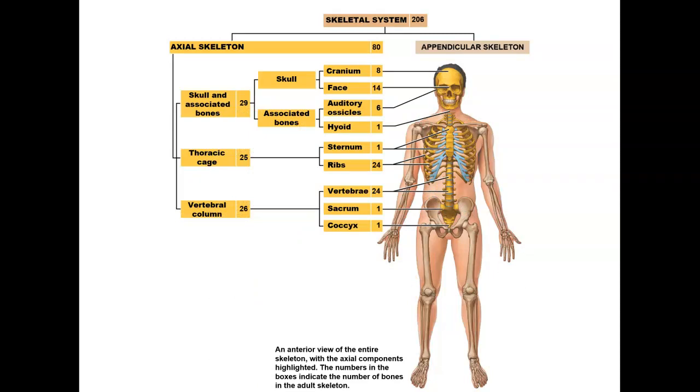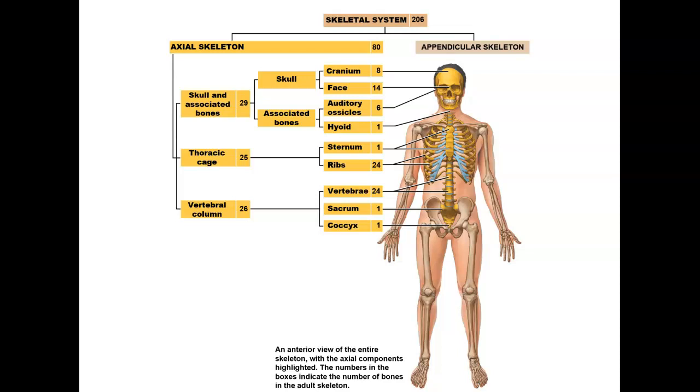Starting off, we know the skeletal system consists of 206 bones. The axial skeleton, which we're working with today, consists of 80 of those bones. You can divide them into different units and subunits. First, dividing the axial skeleton into 3 subunits, we have the skull and associated bones, the thoracic cage, and the vertebral column.